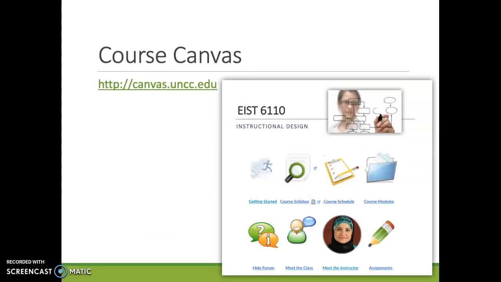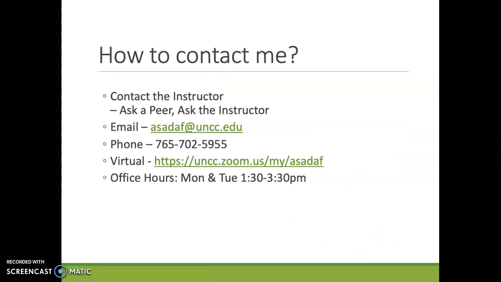You can access your course from Canvas, canvas.uncc.edu, and once you log into the course, you will see the course homepage. This is a screenshot of the homepage I've set up. I have 8 menu links on the homepage. You will be able to see links to the Getting Started module, course syllabus, course schedule, and course modules. Also, you can access discussion forums and learn more about myself and the assignment guidelines.